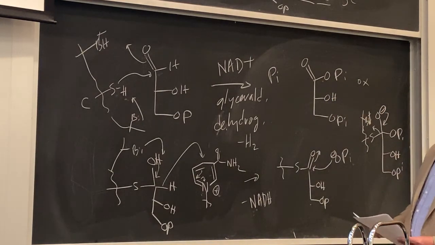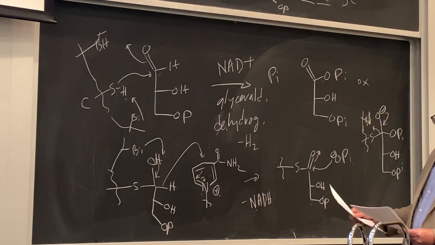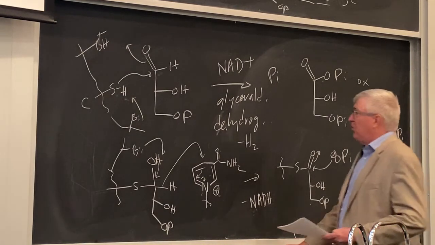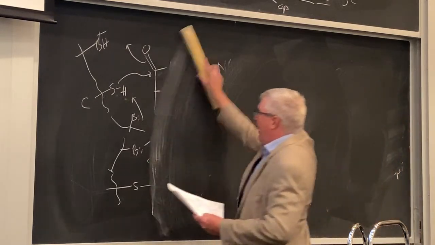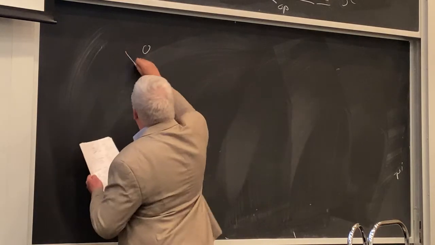Let's see, we'll skip ahead. The mutase just transfers one phosphate up to another point. Let's look at the enolase now. And yeah, so this is step 9. Let's look at the last couple of steps here of glycolysis. So we've got this.